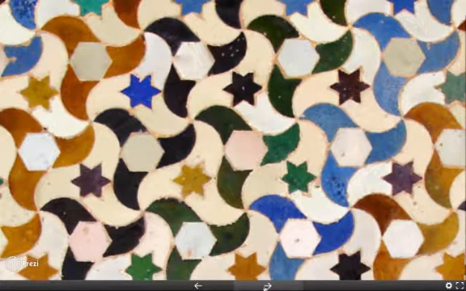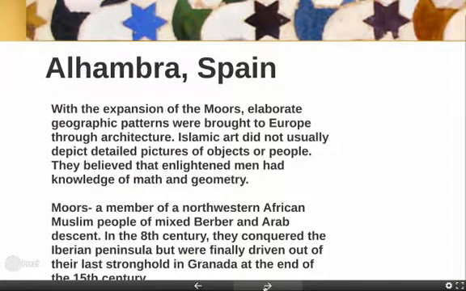Now Islamic art is quite different. Traditionally, they do not use representational things. There are a few exceptions to this, but in most cases, you do not see people or animals, not like you did with the Romans. Now, the expansion of the Moors from northern Africa brought about these geographic patterns into their buildings. They were brought to Europe through their architecture. Now, Islamic art did not usually depict detailed pictures of objects or people. They believed that enlightened men had knowledge of math and geometry, and that's why they focused so much on their buildings, maybe their temples or their mosques that they would build.